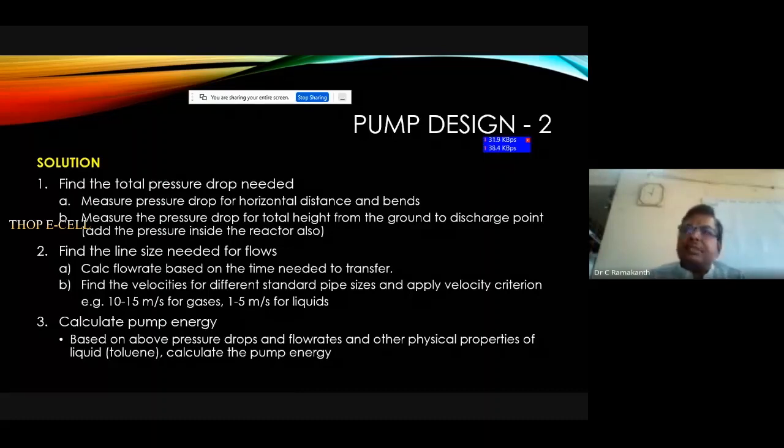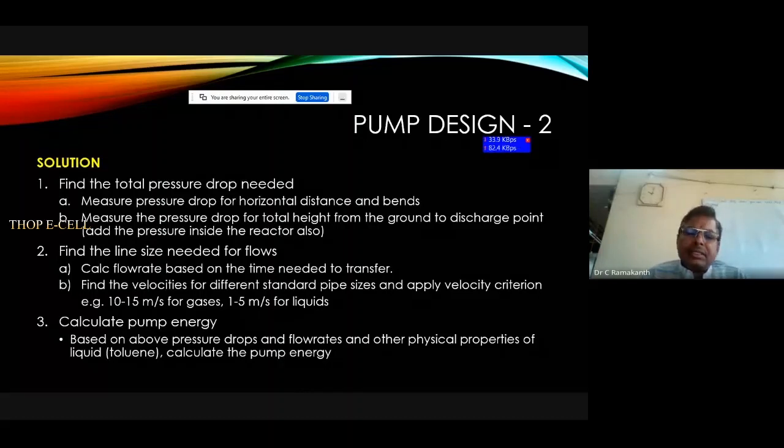If we use a very small diameter and we have to pump a lot of material, then the velocity will have to increase to accommodate it within that small pipe. If we have a larger pipe size, the area is higher, so the velocity will be less. Q is equal to V into A, right? So if area increases, V decreases.